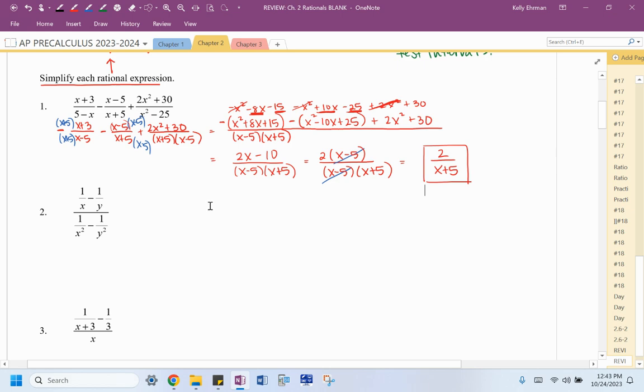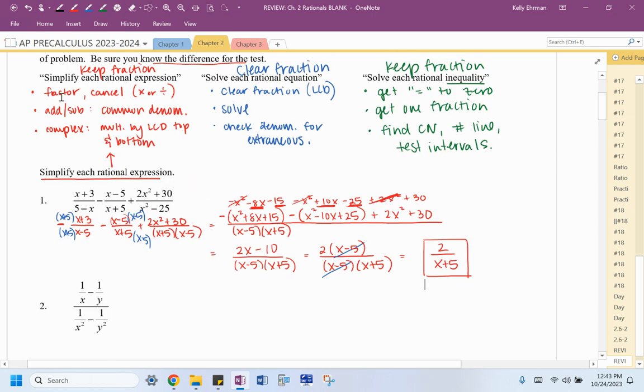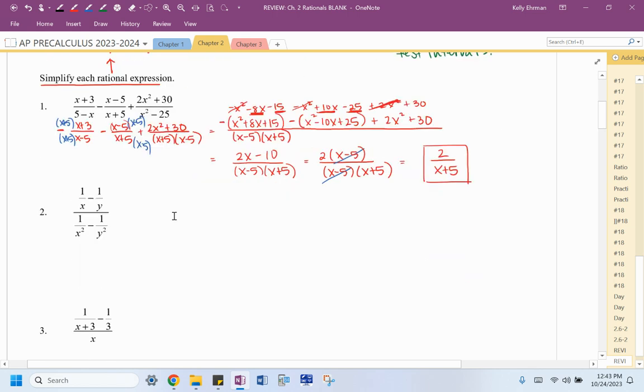All right, number 2 is a complex fraction. So we need to multiply by the LCD top and bottom. So if you look at all of these denominators, x and y, x squared and y squared, the least common denominator is what all denominators can be multiplied up to. So we need to have an x squared, and we need to have a y squared. And that is the LCD because you can make adjustments. Remember, it's like the least common multiple.